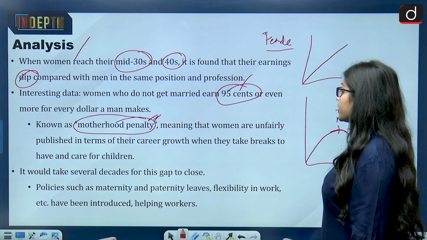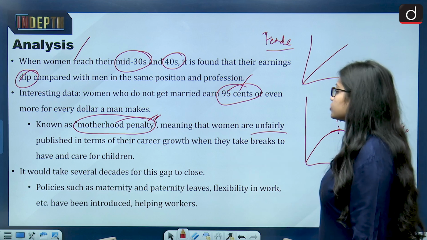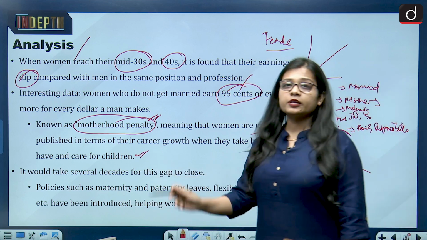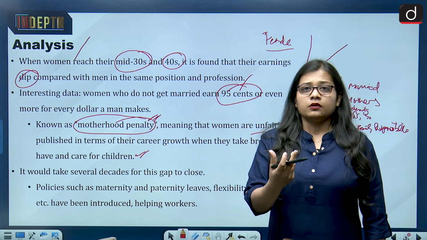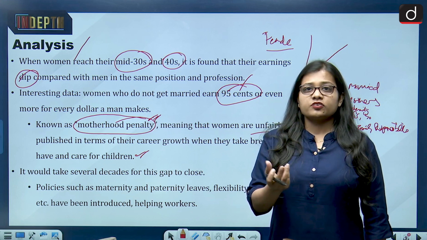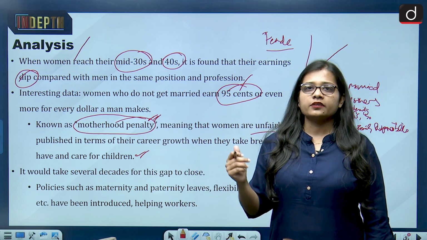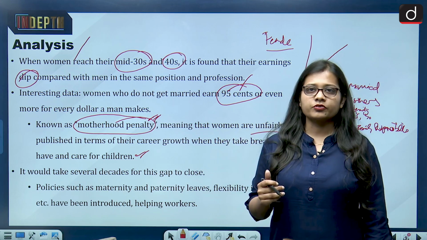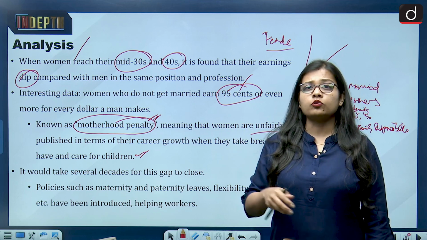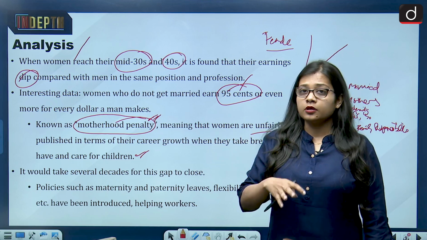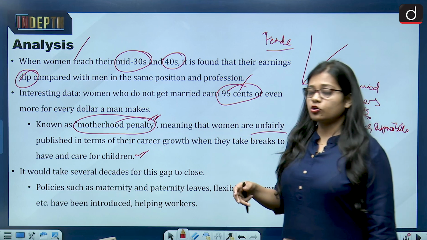It means that women are unfairly penalized in terms of their career growth when they take breaks to have and care for children. Motherhood penalty means that if a female is married and becomes a mother, she faces a problem, the career takes a back seat and the family responsibilities take the front seat. Many times we have seen that women who go out of the job after becoming mothers, you can say more than 50% of women, do not return to the job.